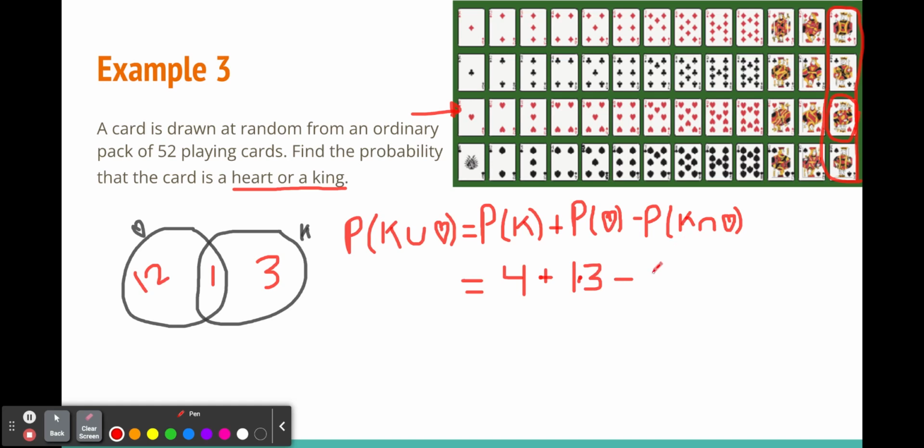Minus the intersection, we have one of these who are intersection. Now, notice that here I only use numbers. That's incorrect. I should be using my probabilities. So it's 4 out of a total of 52. It's 13 out of a total of 52, and it's 1 out of a total of 52.